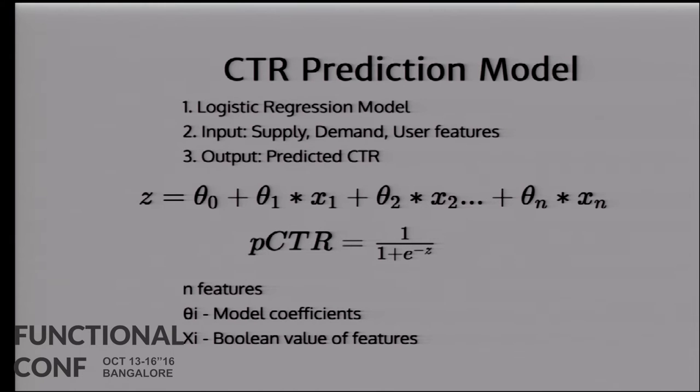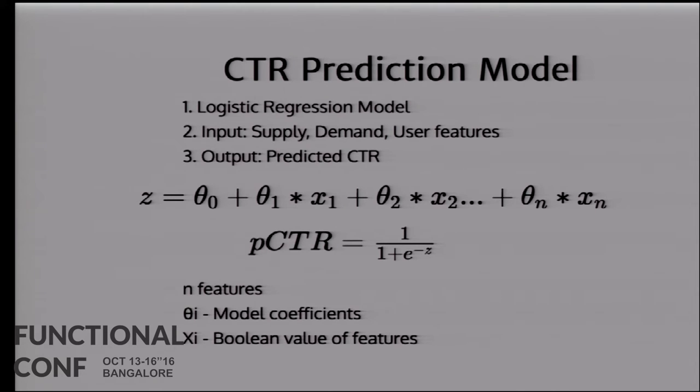We'll still talk about another problem in ranking. One of the criteria which is used in ranking is CTR. CTR, as I mentioned earlier, is the click-through rate. It's the ratio of clicks to number of impressions. And most often, this CTR is predicted using a machine learning model. I'll just skip the details of the offline model for this part and talk only about the online model.